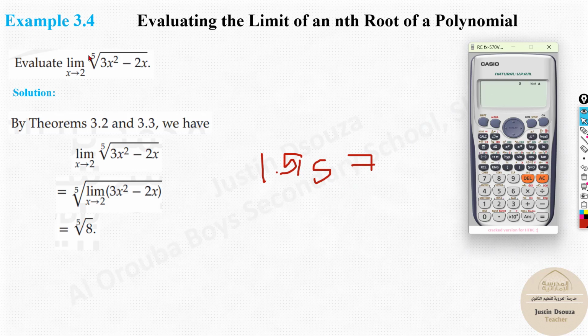Otherwise, leave this cube root as it is, just solve the inside terms because it's not divided by anything, right? 3x squared, that is 2 squared, minus 2 times 2, that will give you 8 as well. So outside is the fifth root of 8. That's the answer from over here. So this is another way to solve it.